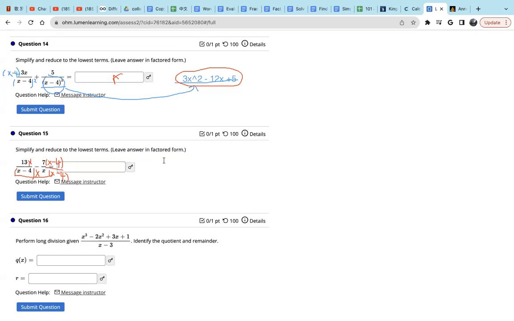Now let's calculate. The numerator has 13x, the operation is minus 7x. 7 times negative 4 is negative 28, and minus negative 28 becomes plus 28. Divided by the common denominator. The common denominator is x times x minus 4.